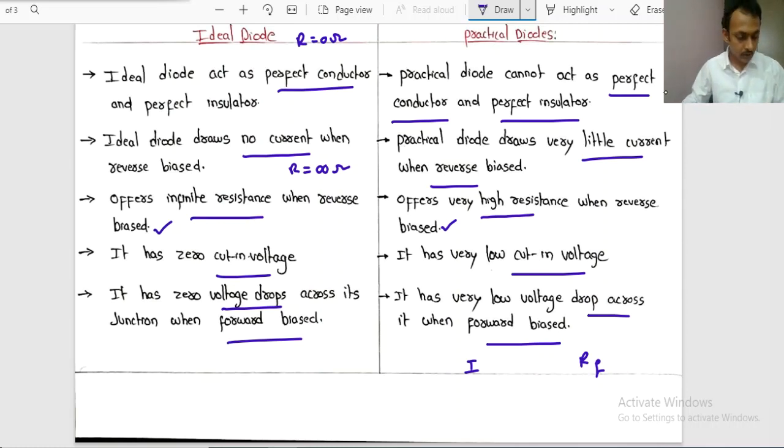So dear students, like this you have to highlight the points when it is asked to differentiate between the ideal diode and practical diode. These are the important points to be highlighted, right?